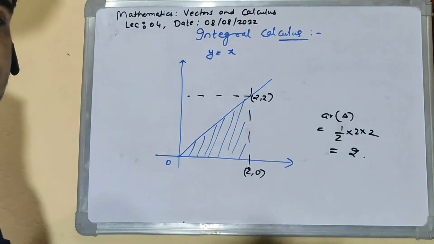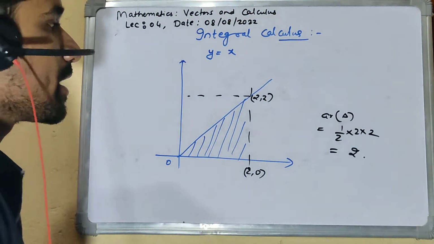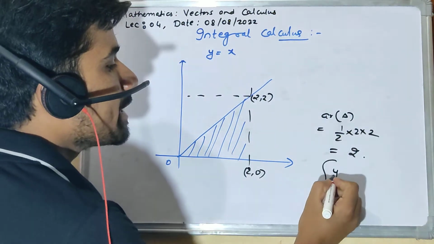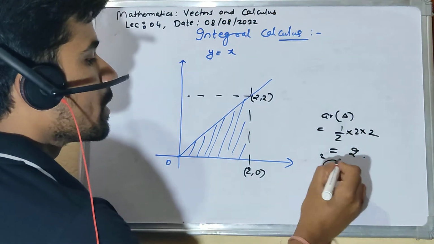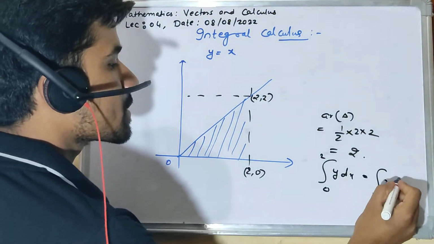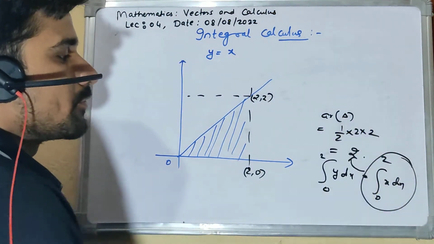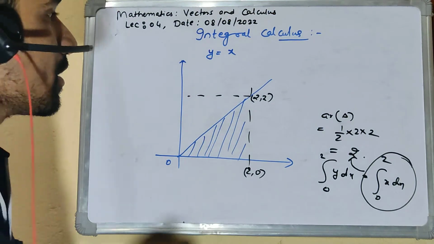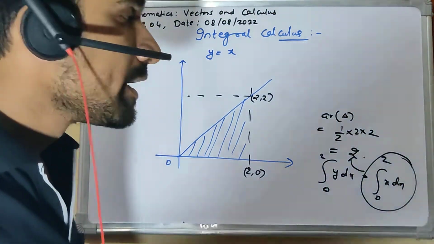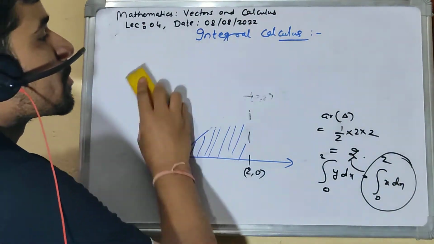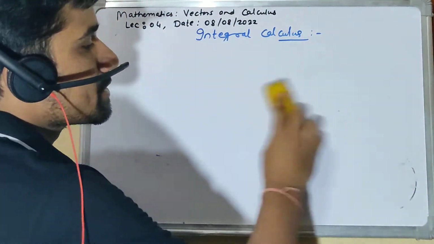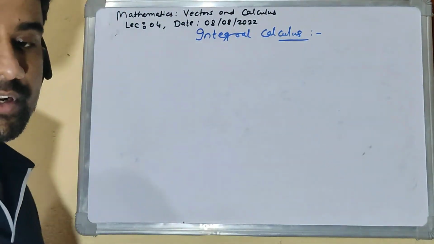And this can also be calculated in integration manner, which is integration of y dx from 0 to 2, and y is nothing but x, so x dx from 0 to 2. If you calculate this, you'll get this particular value. So, integration is the reverse process of differentiation.